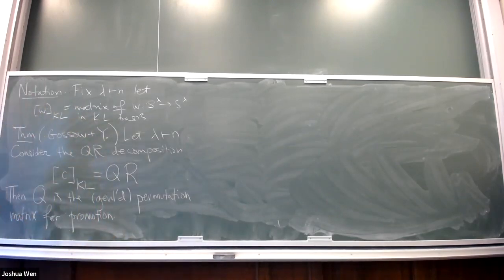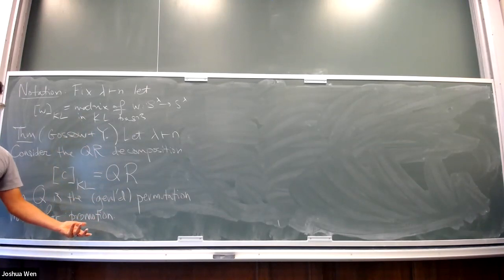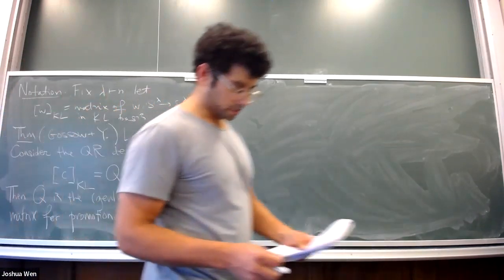So in general, if you take an arbitrary matrix and write its QR decomposition, of course Q doesn't have to be a permutation matrix. So something very special is happening for these matrices where this is a permutation matrix up to signs. That's what I mean by generalized. Those are minus ones. And this permutation matrix is exactly the permutation matrix for this promotion operator on tableau. Okay, so this is how to generalize this story.